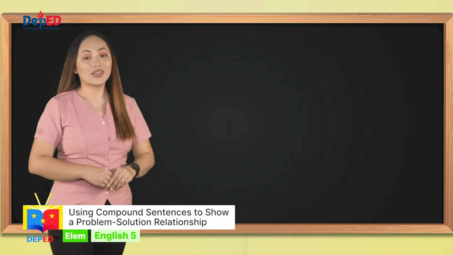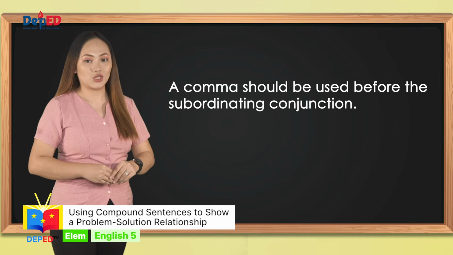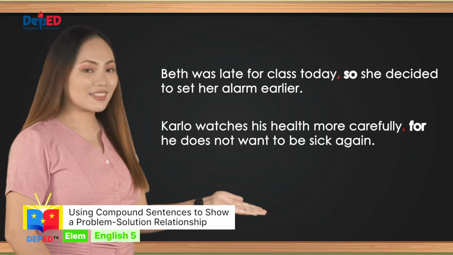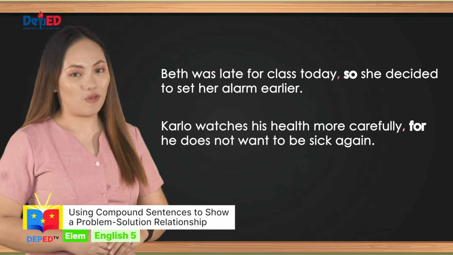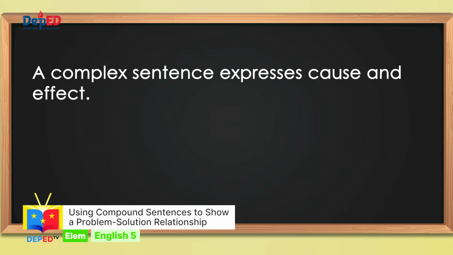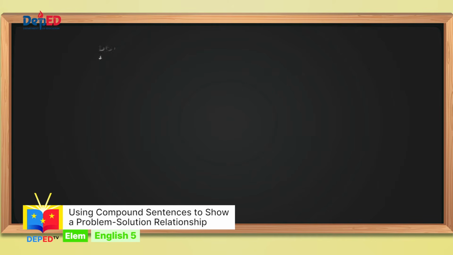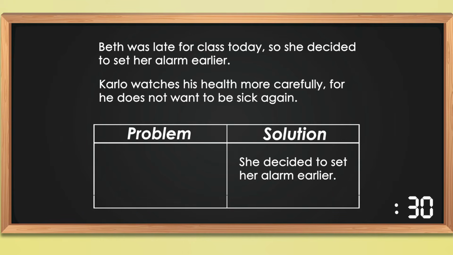Since we are joining two independent clauses to make a compound sentence, a comma should be used before the coordinating conjunction. Notice how the comma is placed in our previous examples. The comma is used before the conjunctions so and for. If a complex sentence expresses cause and effect, a compound sentence, on the other hand, can be used to show problem-solution relationship. Still, with the examples a while ago, could you determine which part is the problem and the solution? One of the parts is done for you.